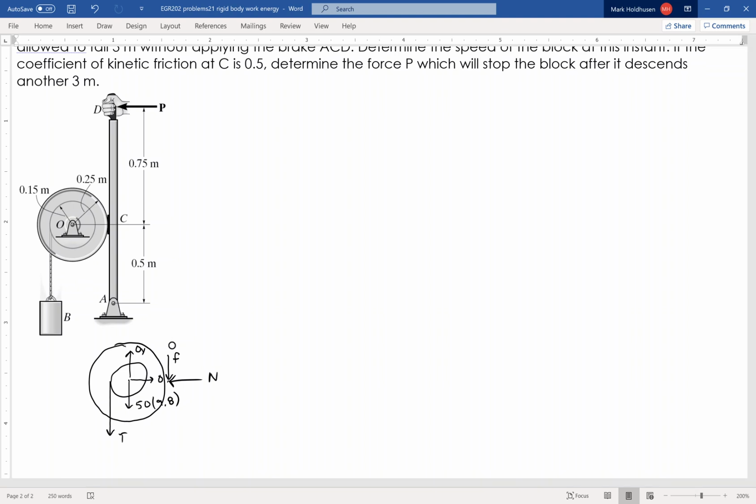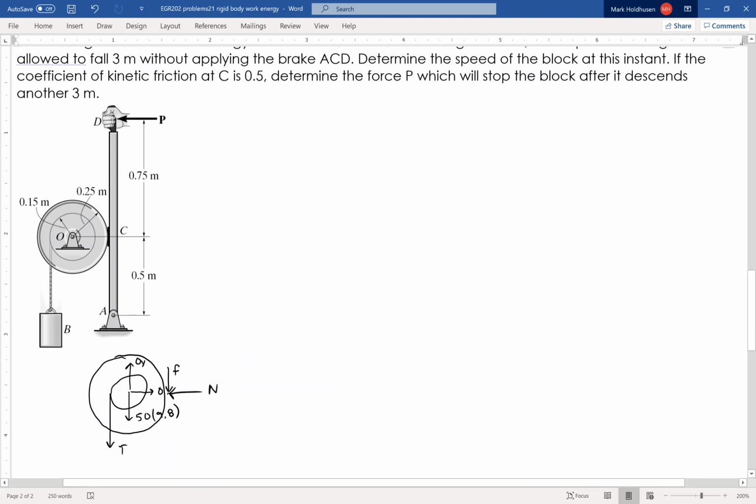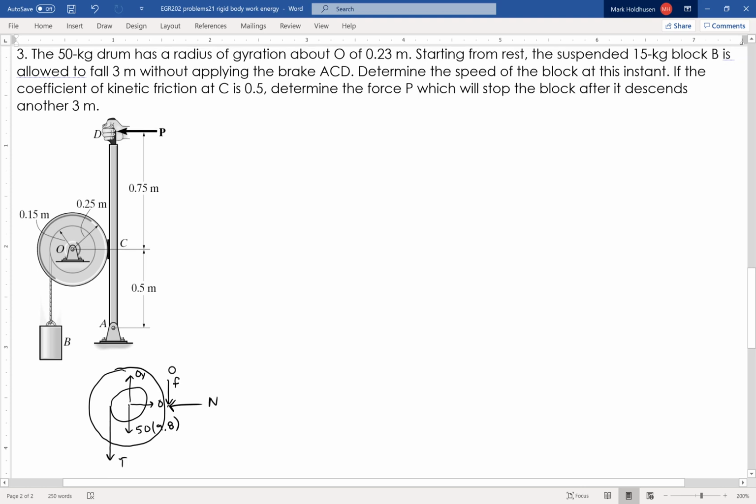Okay, so we just kind of know what force is. Now, really, the only thing causing rotation here is the tension, as well as the block pulling down on it, as well as the friction. Now, initially, the only thing really doing any work on it is the block falling. So let's go ahead and start. Let's do the first part.